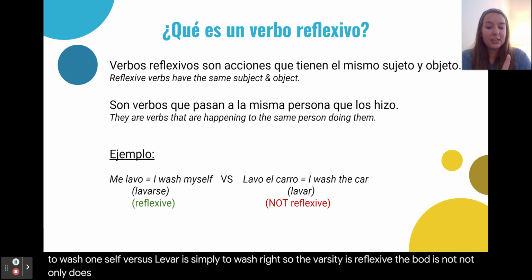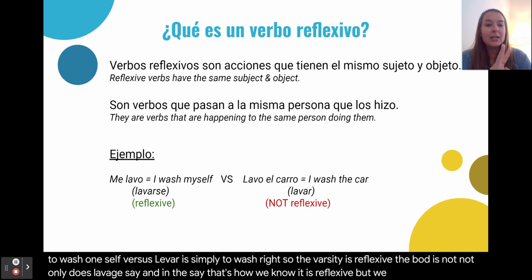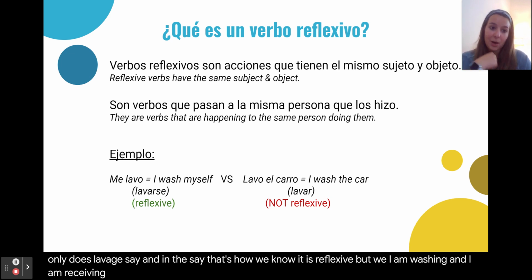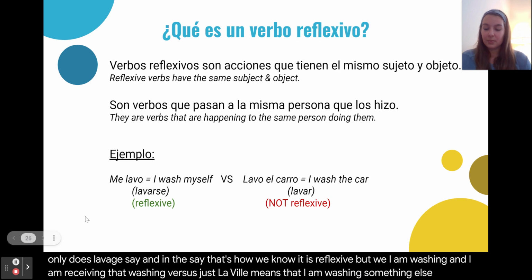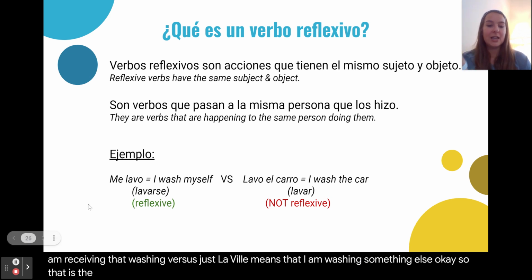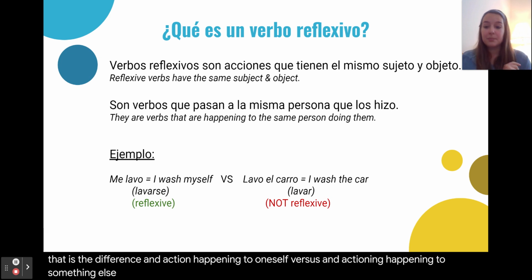Not only does lavarse end in a se, that's how we know it is reflexive, but we also know that it is reflexive, right? Because I am washing and I am receiving that washing versus just lavo means that I am washing something else. Okay, so that is the difference. An action happening to oneself versus an action happening to something else. All right, let's move on.